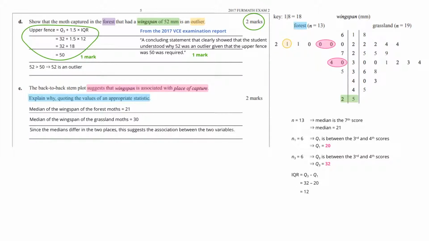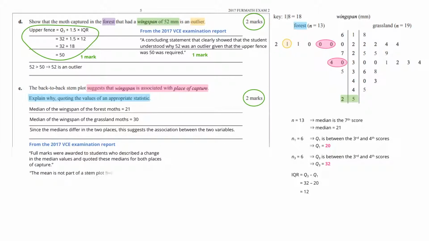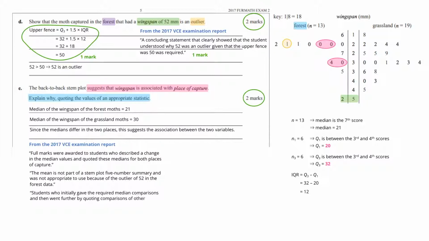From the 2017 VCAA examination report, full marks were awarded to students who described the change in the median values and quoted these medians for both places of capture. The mean is not part of a stem plot 5-number summary and was not appropriate to use because of the outlier of 52 in the forest data. Students who initially gave the required median comparisons and then went further by quoting comparisons of other irrelevant statistics were not awarded full marks.